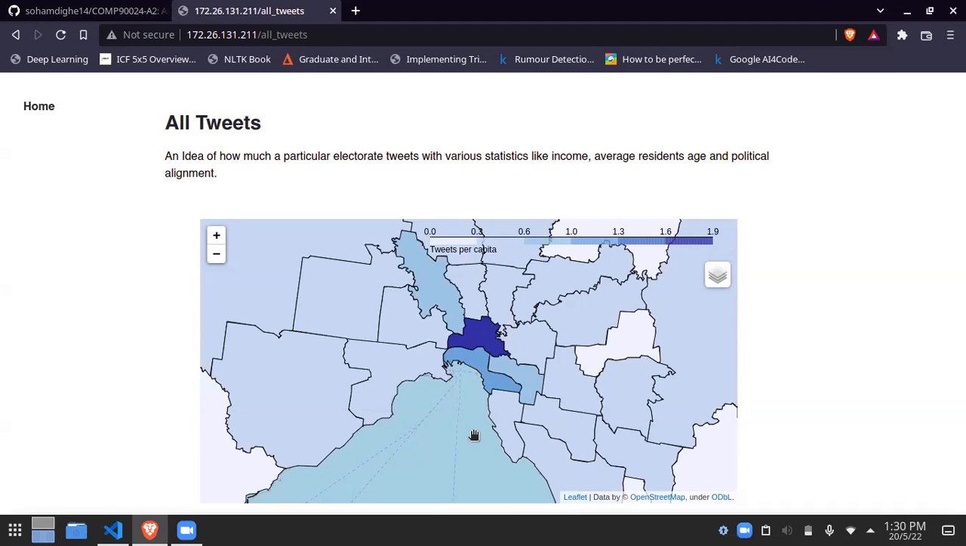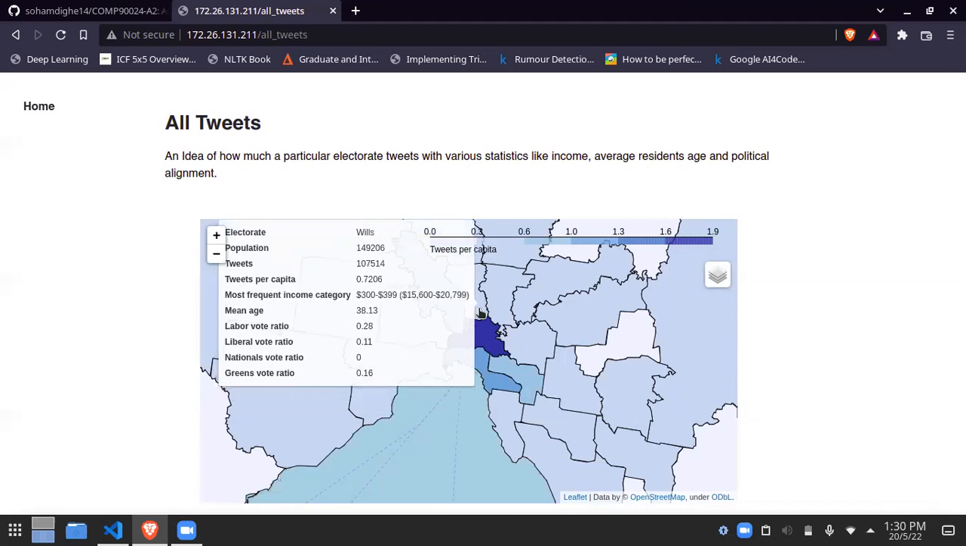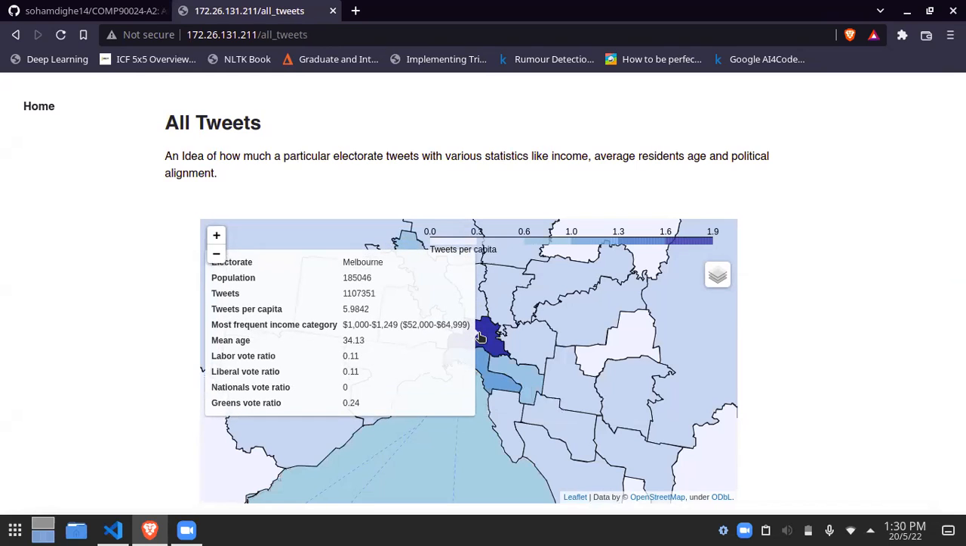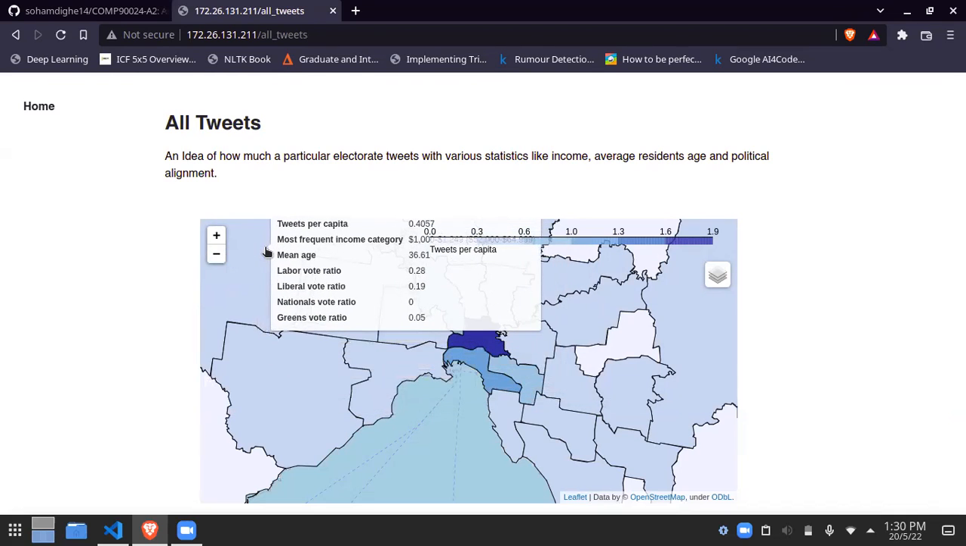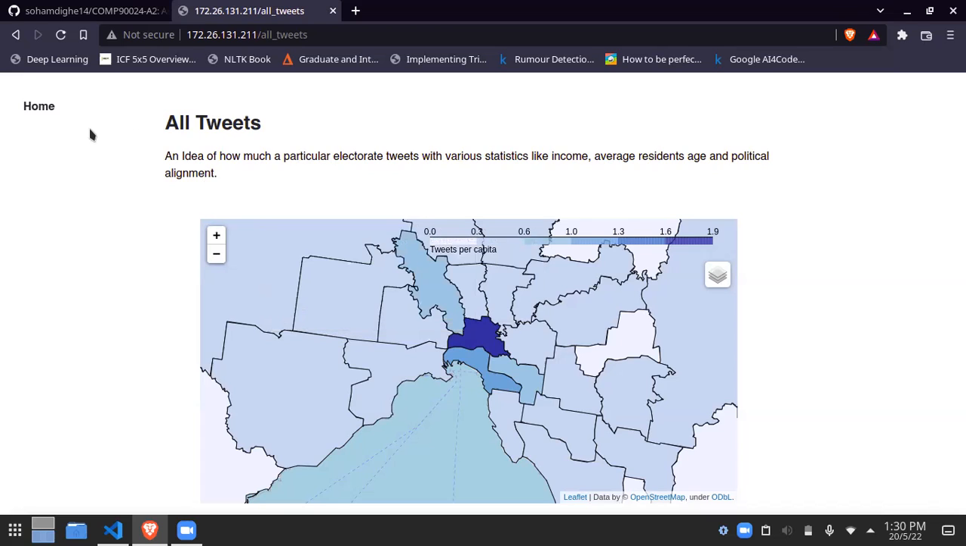Tweets per capita are obviously higher in the city because the development is higher, the number of people talking is higher, and generally the population density itself is higher. Outside the city, fewer people talk about it. Maybe the people are more spread out. It's a bunch of factors which contribute to all of these.